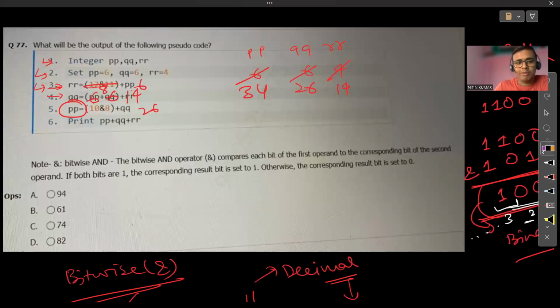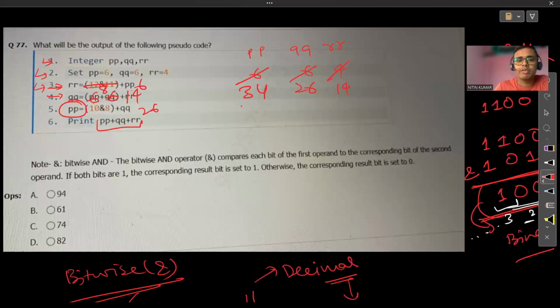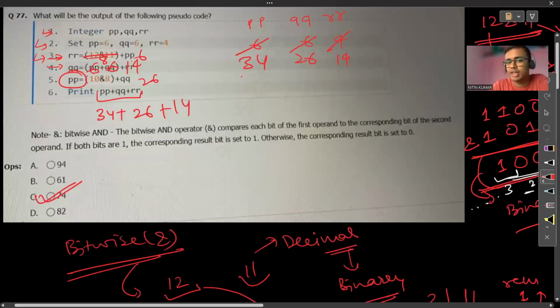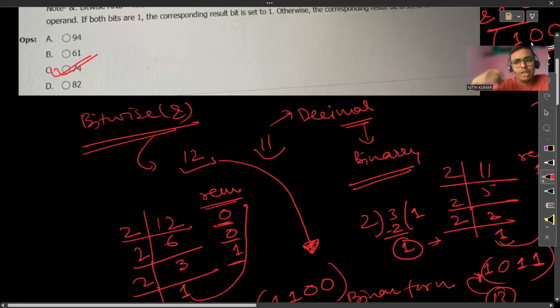Now what I have to do is just print the addition of PP plus QQ plus RR. So the current value of PP is 34 plus QQ is 26 plus RR is 14. When we add them, 26 plus 14 becomes 40, and 40 plus 34 is 74. So this will be the correct output. So option C is correct for this question. Now I hope you understand this pseudocode. Now we will move to the next pseudocode.